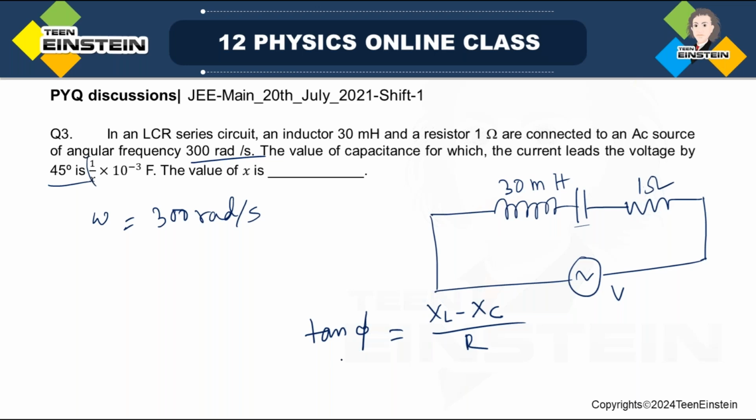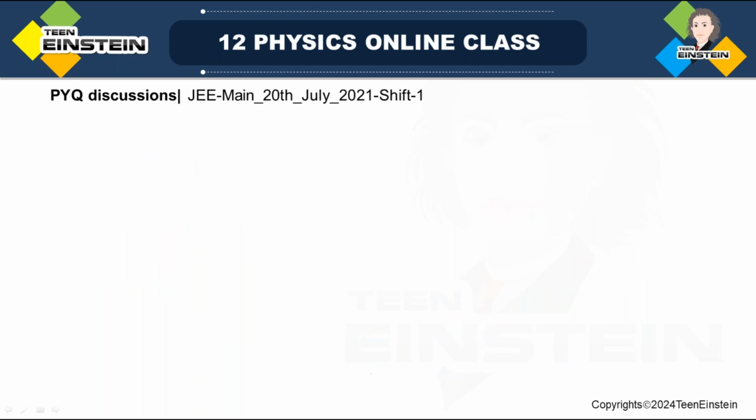So it is given tan phi is 45 degrees, so phi is 45 degrees. We know tan 45 degrees is equal to 1, so r is equal to xl minus xc. R is given, L is given, and we have omega here, so I will be able to find xl. Xc will be xl minus r.